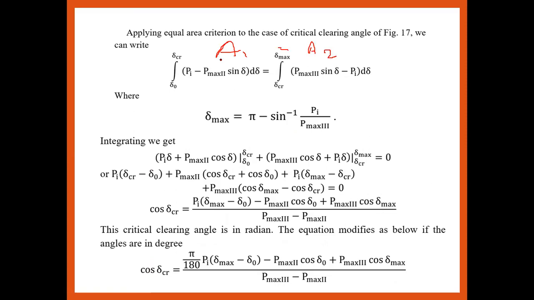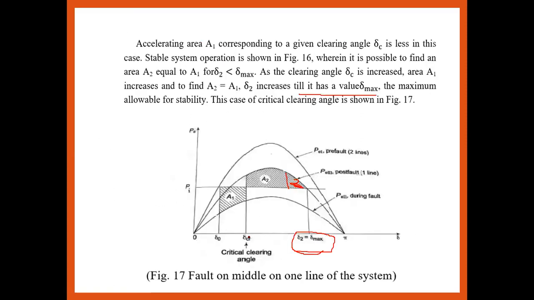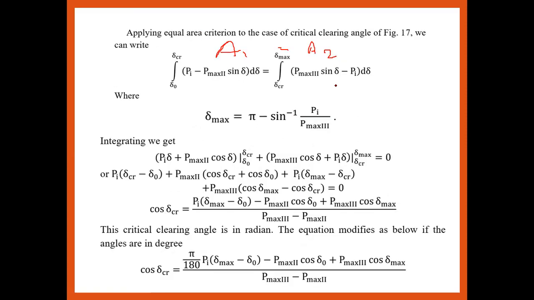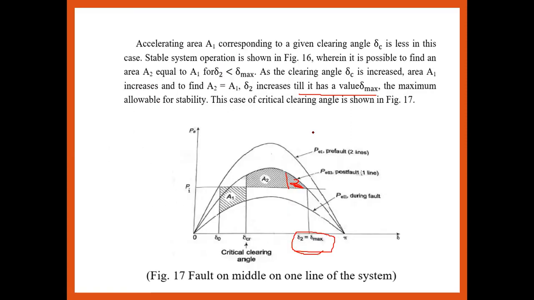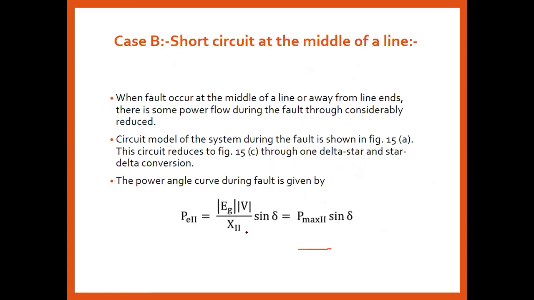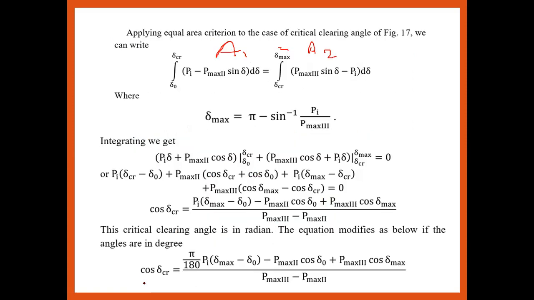Under this condition, what will A1 be? Pi minus P max 2, integrated from delta 0 to delta cr. And the second, what will A2 be? From delta cr to delta max. Whereas delta max is pi minus sin inverse of Pi upon P max 3, where P max 3 is from this condition, that is the sine of delta. Okay, so by integrating and solving, we get the critical clearing angle. This is the value of the critical clearing angle where the system should be stable.